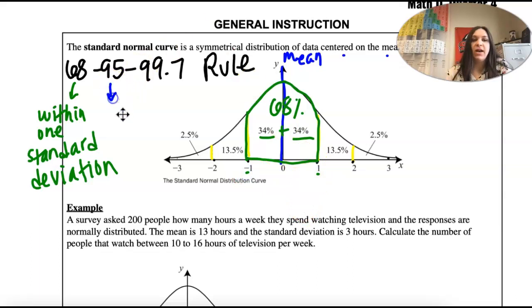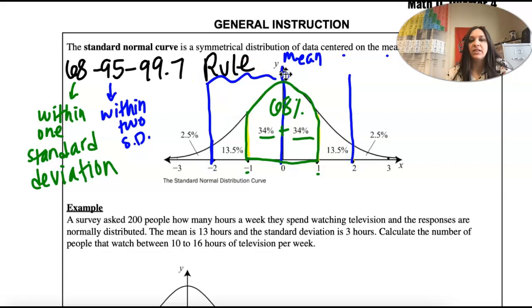And then 95, that's within 2 standard deviations. So that's from here to here. If I take 68 plus 13.5 plus 13.5, I'm going to get 95%.